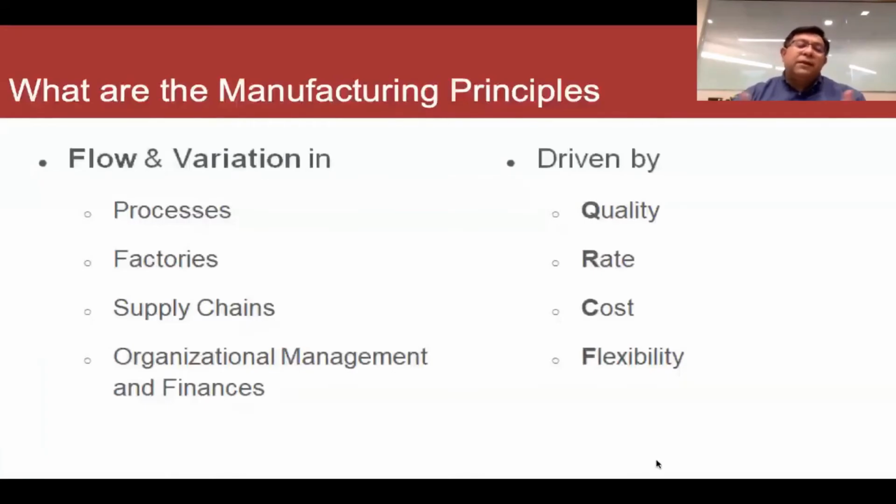And because of all this flow, we also have to figure out how to organize manufacturing entities in a different way than other entities are organized, perhaps that are just purely service or financial entities, for example. And so these flow and variation concepts affect the quality, rate, cost, and flexibility of the manufacturing enterprise. And ultimately, what we're trying to do is increase the quality, better quality at a faster rate, but also at the same time reducing the cost and increasing the flexibility of the manufacturing enterprise.